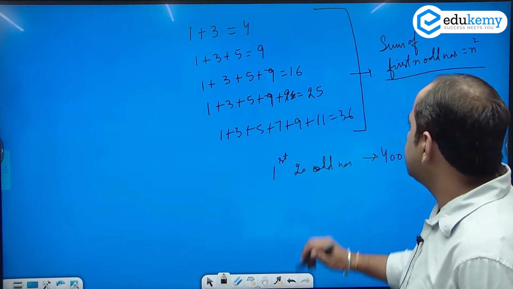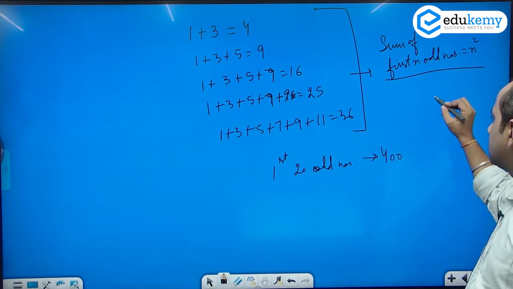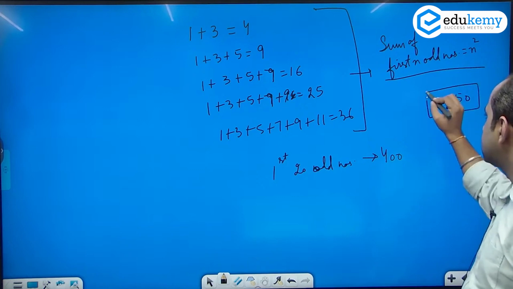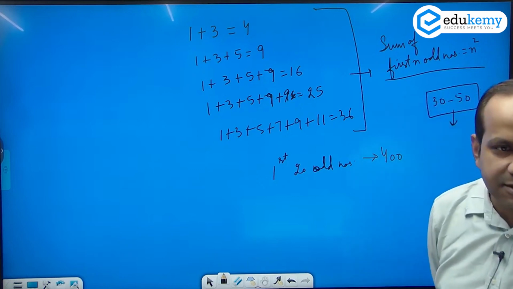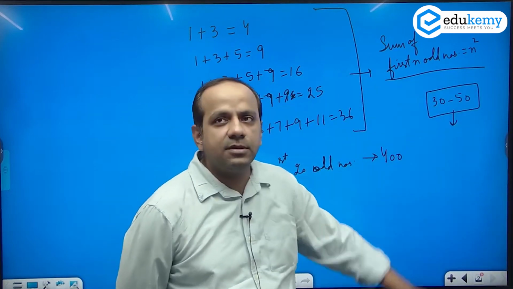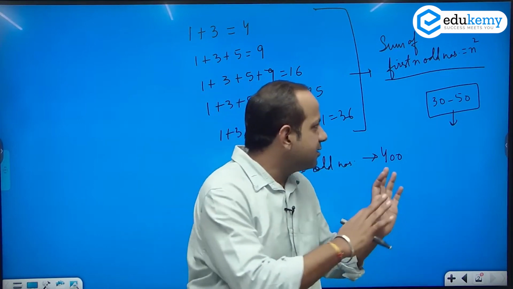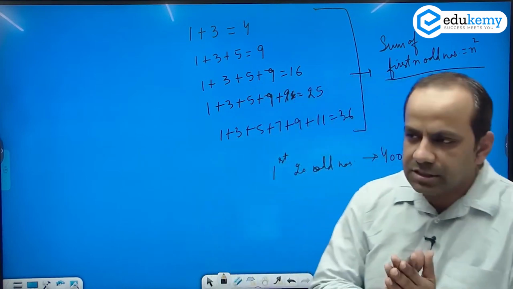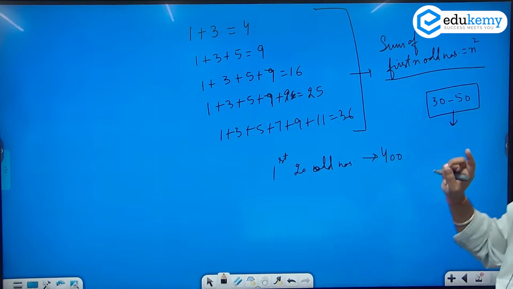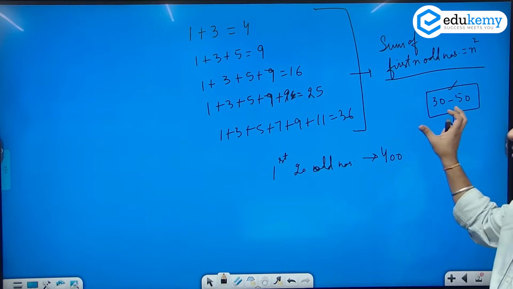The problem is, if I ask for the sum of all odd numbers from 30 to 50, can you tell me that? Sum of all odd numbers from 30 to 50. Sum of all odd numbers lying between 30 and 50. I am not saying the first 50 odd numbers and the first 30 odd numbers.